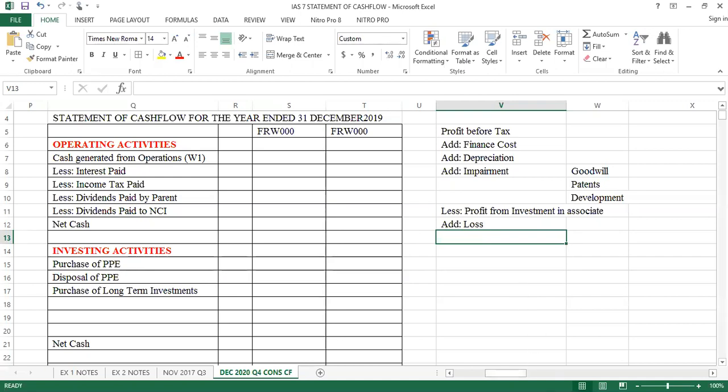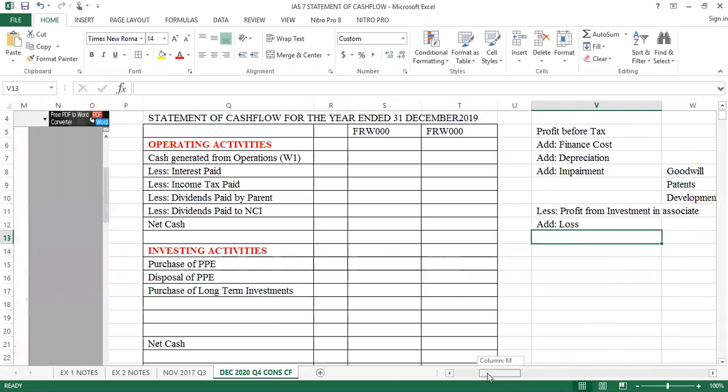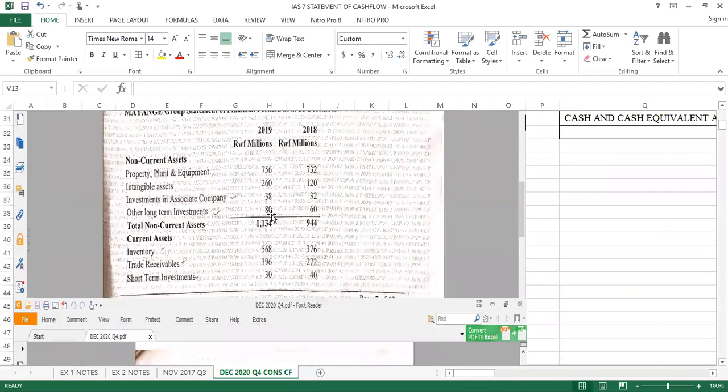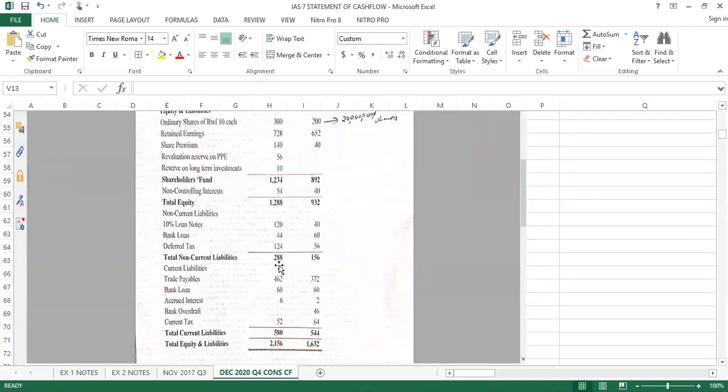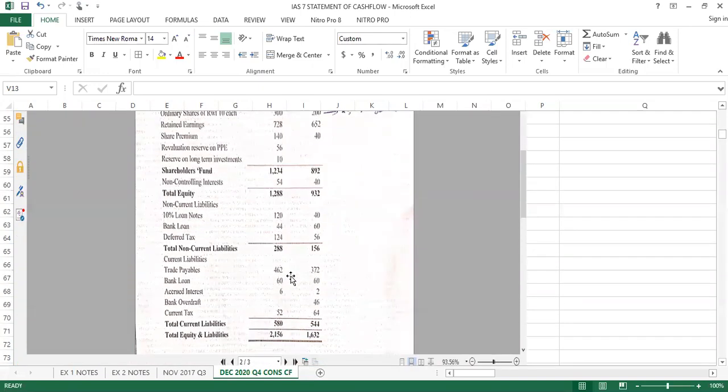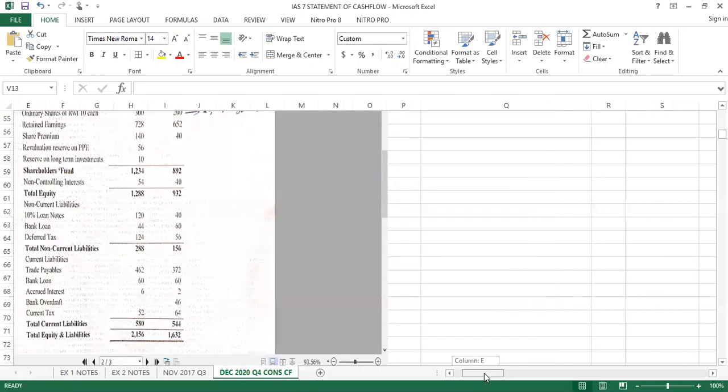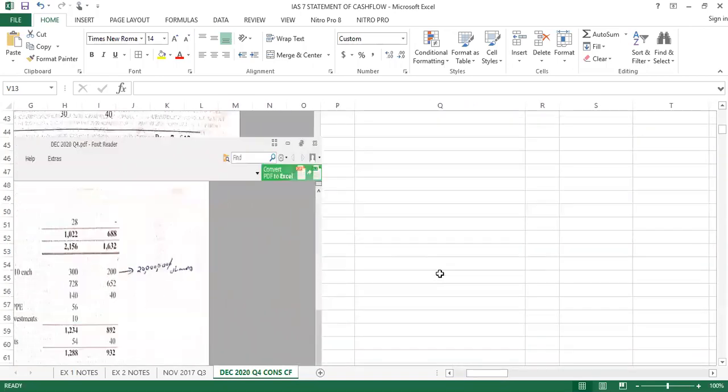inventories. Can somebody help me in inventories? Was it an increase or decrease? Look at inventories from 376 to 568. Is it an increase or a decrease? It is an increase. Receivables 272 to 396, it is an increase. Let us look for payables. Payables is also an increase. So everything is an increase.